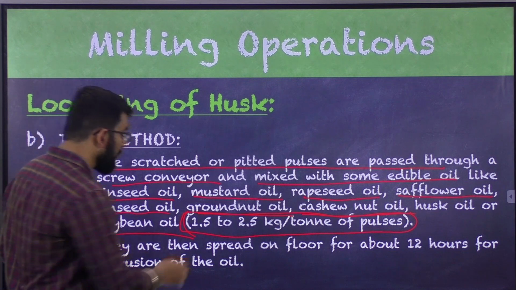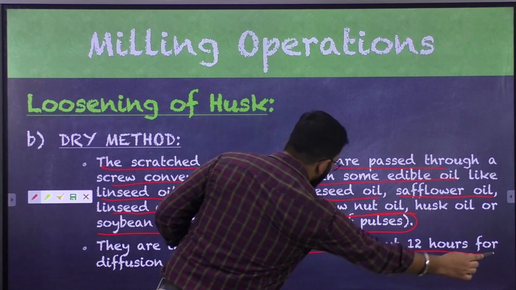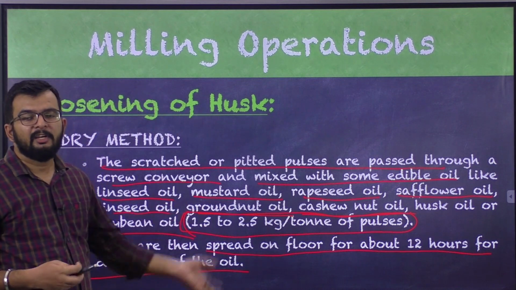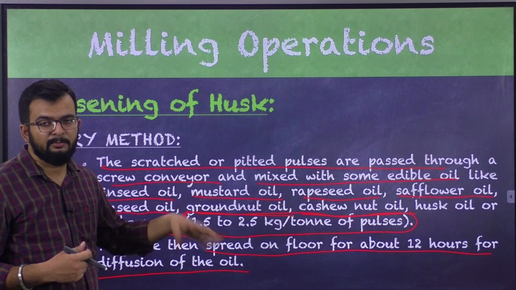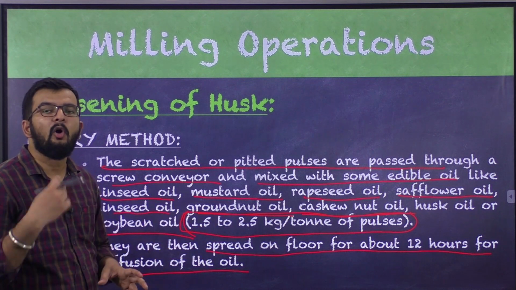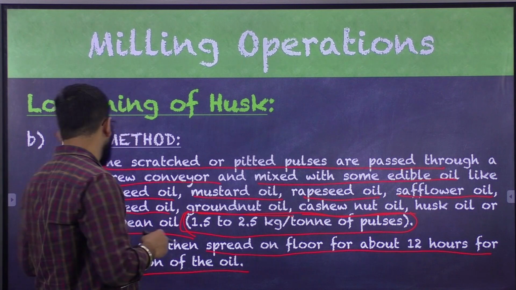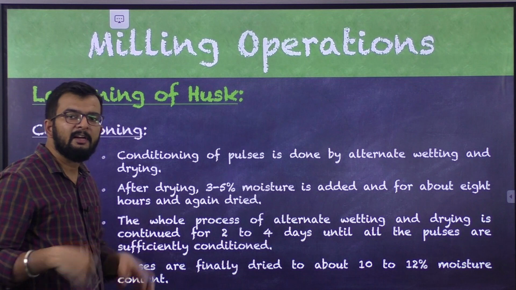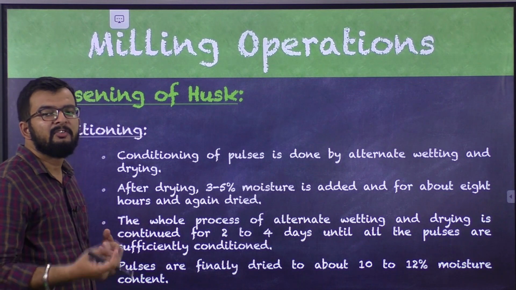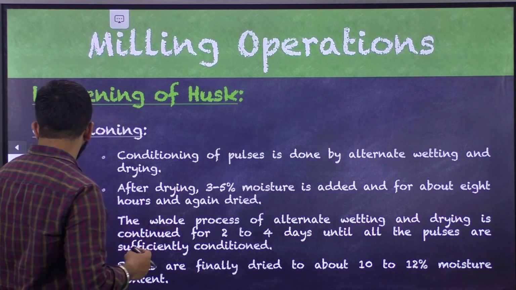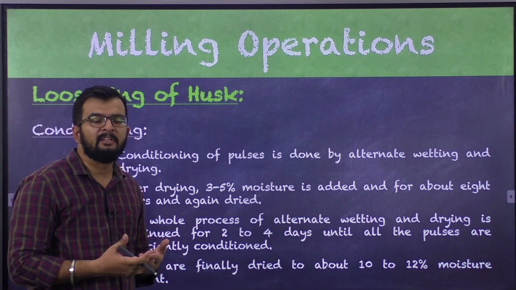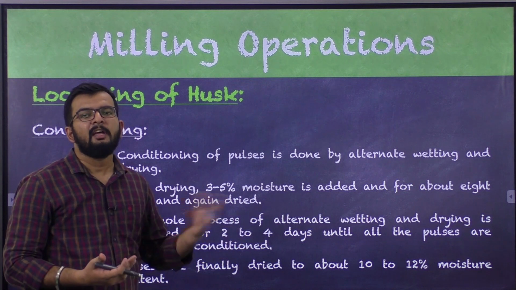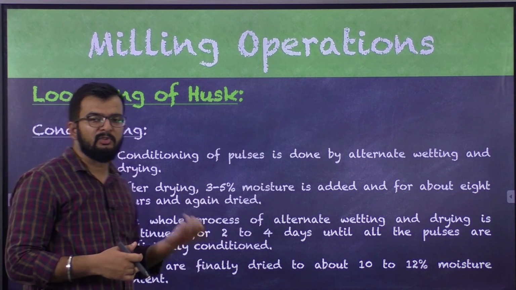They are then spread on the floor for about 12 hours for diffusion of the oil throughout the grain. So we are spreading these pulses soaked in oil for 12 hours so that the oil can penetrate inside the grain, which will make it easy to remove the husk. It will loosen the husk, and in the further dehusking operation it makes it easier to remove the husk. The major difference between the wet method of loosening the husk and the dry method is that in the wet method we use water, and in the dry method you use oil.